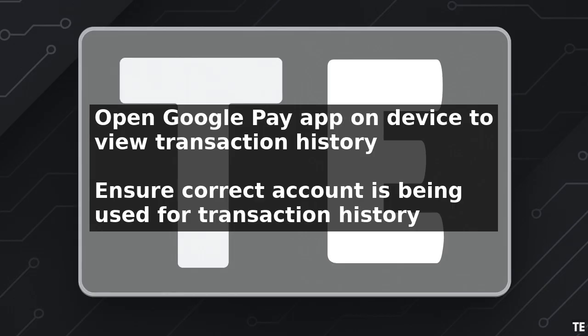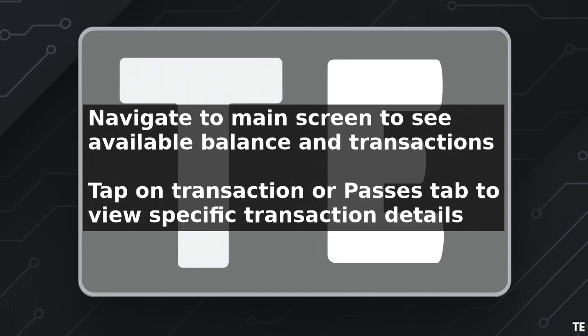Or if you do not see the specific transaction, tap on the Passes tab at the bottom of the screen and then tap on the Statement or Transactions option. This will take you to the transaction history page where you can see a list of all your recent transactions, including the date, amount, and the merchant name. You can also filter your transactions by date or by type, such as payments or refunds.